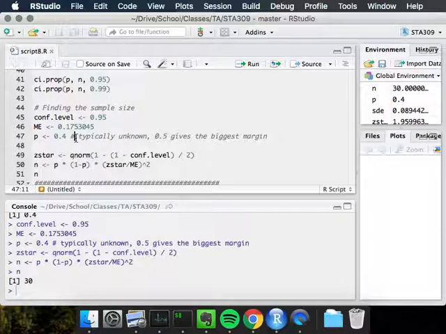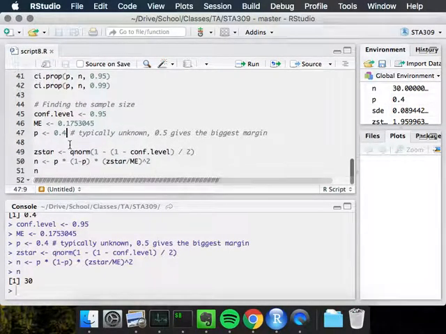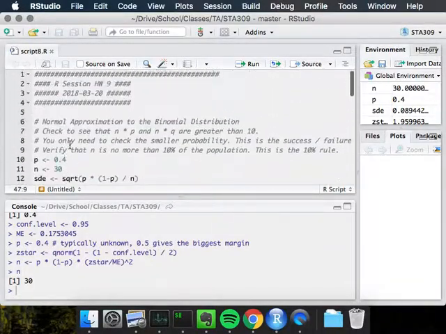So in your exercise, sometimes you don't know the proportion. You might not know it, but you want to be conservative in your estimates. To be conservative means to have the largest margin, but still a good margin. So if you put 0.5, you get the biggest margin. People usually use 0.5. I think in one of the homework questions you might need to use that. Other than that, I think that's mostly it.